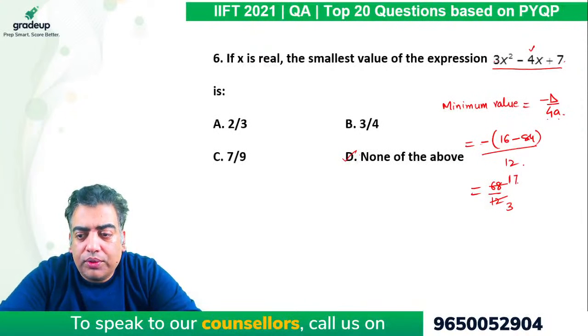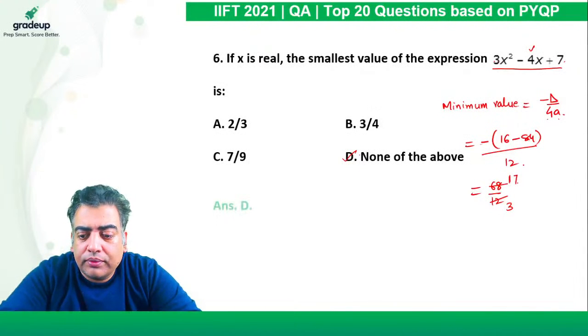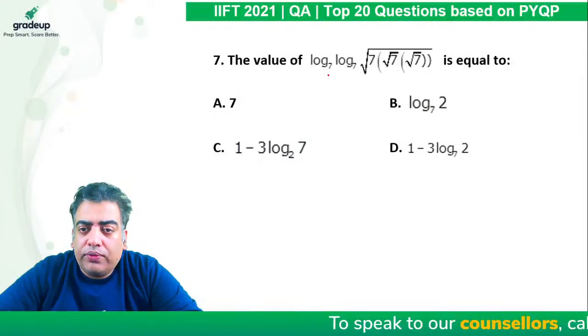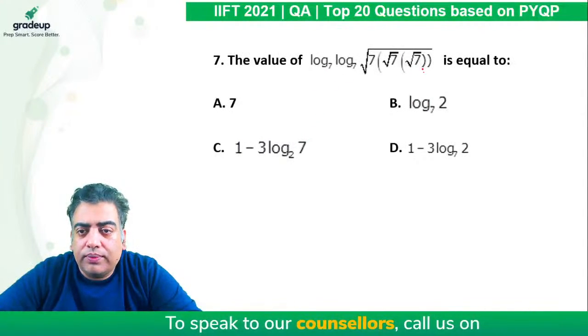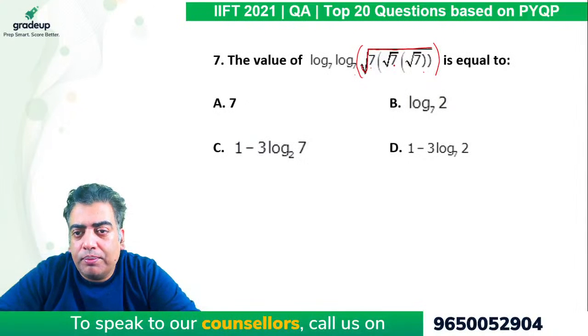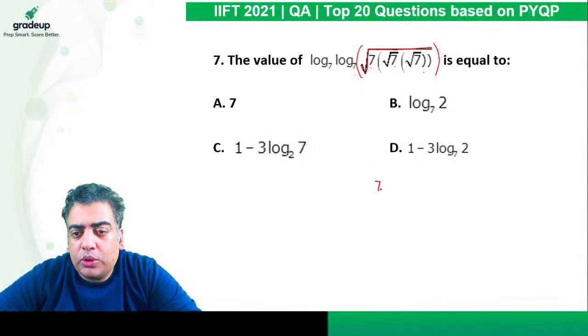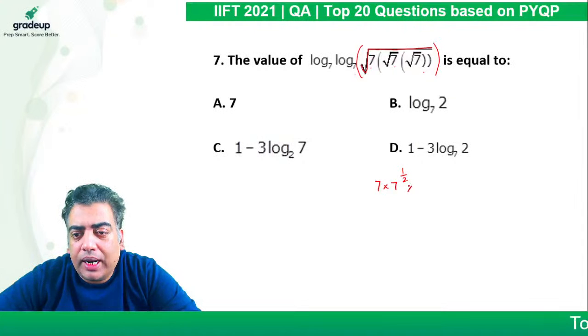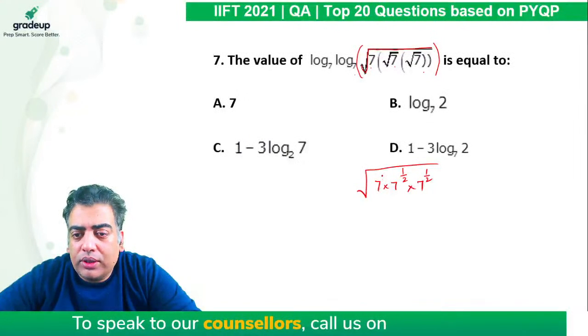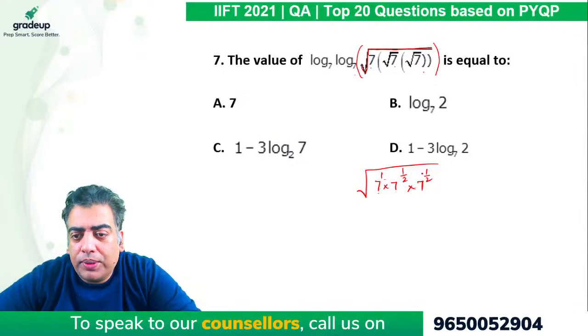Okay, so let's move on. Here it says the value of this term is equivalent to. In order to solve it, we need to simplify this part first. In this bigger square root, we have 7 multiplied by 7 raised to power 1 by 2, again multiplied by 7 raised to power 1 by 2. So this is the given expression.